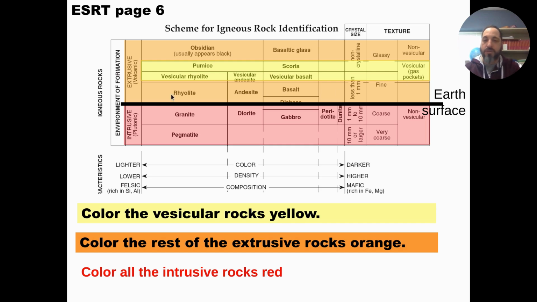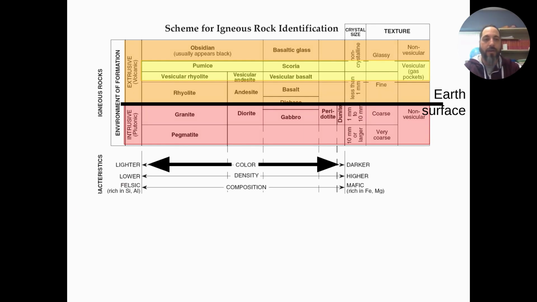Intrusive rocks are going to be shown below the Earth's surface. So right here between extrusive and intrusive, they're all going to be shown down there. Those are all of our intrusive rocks. Diabase kind of goes in between the two of them. That's the only one. All right, let's take a look at the arrows real quick.